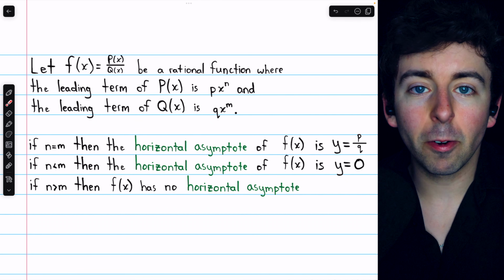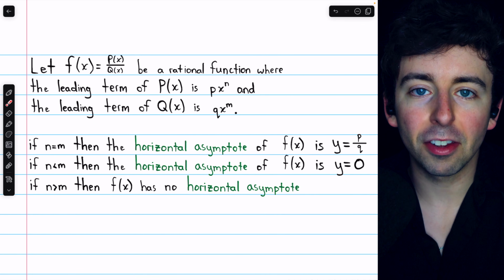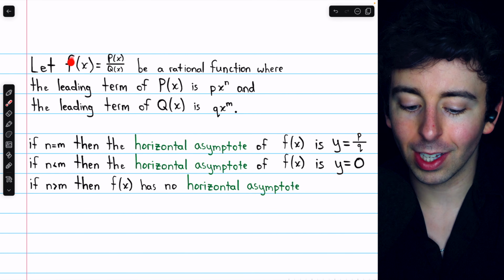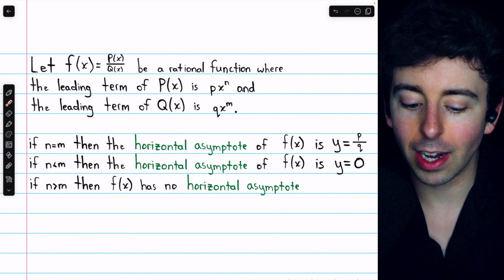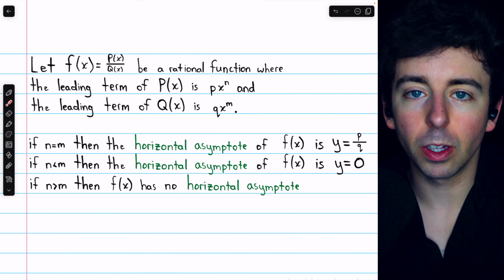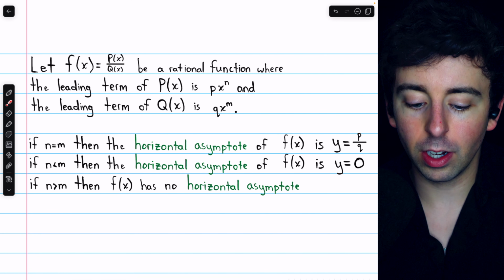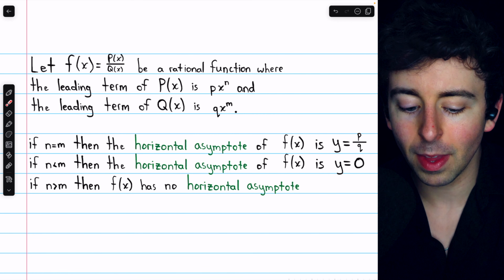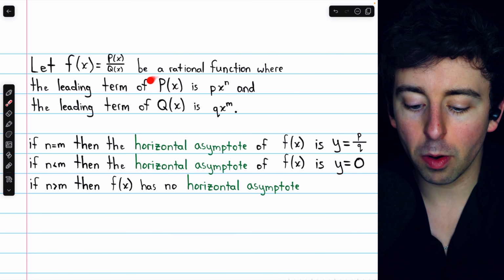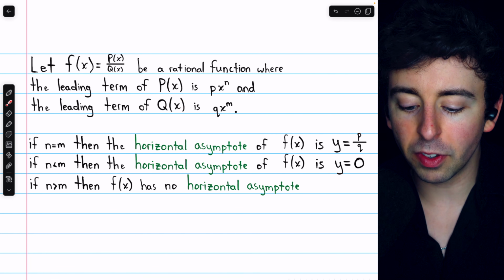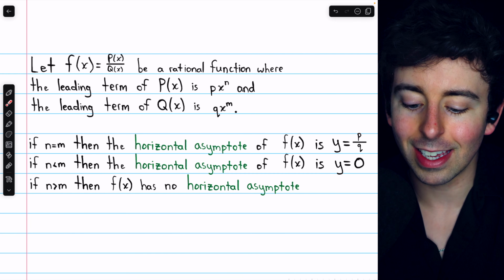In general, it's very easy to find the horizontal asymptotes of a rational function. A rational function is any function like this, some polynomial divided by another polynomial. Here's how to deal with those in general. If we have a rational function that's a polynomial p of x divided by a polynomial q of x, and let's say the leading term of p of x is px to the n, and the leading term of q of x is qx to the m.